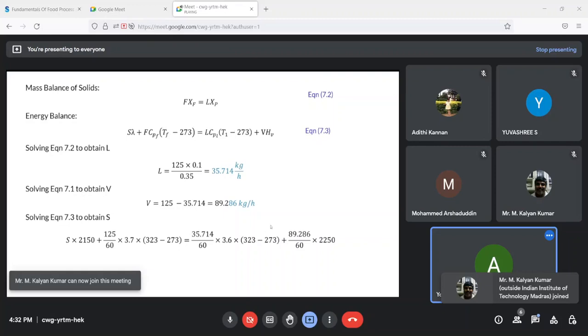So 323 minus 273 plus you have your flow rate of the vapor, which is 89.286 divided by 60, and the enthalpy of the outlet vapor is also given. So from this energy balance, you can calculate the S, which turns out to be 0.02379 kg per second. Till this, is it clear?